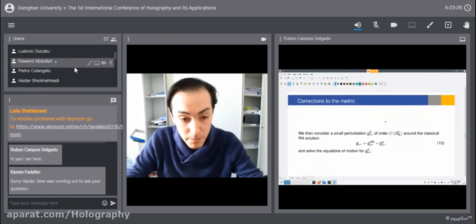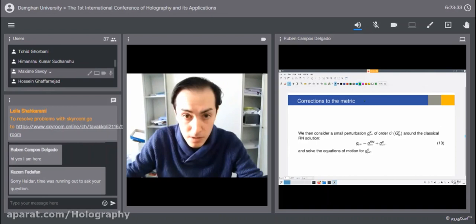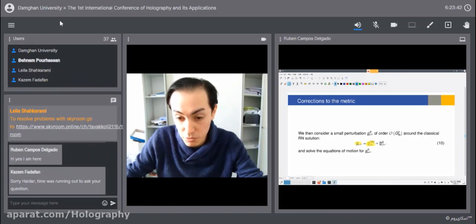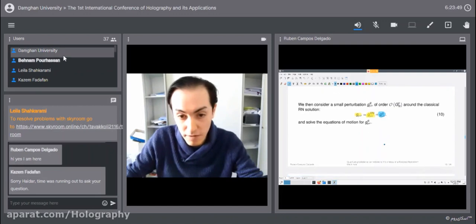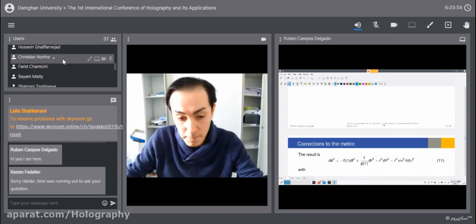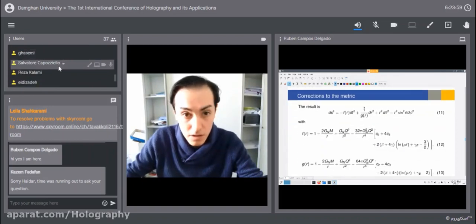So to solve the new equations, we consider small perturbations of order G squared. So we write the metric g_mu nu. This is our solution as the known classical RN metric, plus the things that we want to discover, so the quantum correction to the metric. And now we have to apply this into the equations of motion and solve them. And after we do this, we find this result.